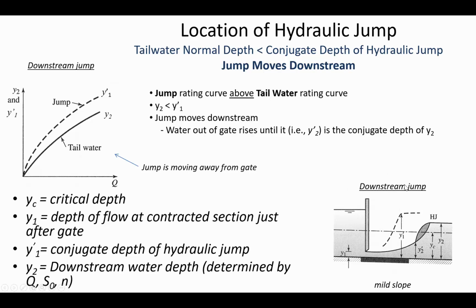A downstream jump. The jump is going to be further from the gate if you have a really efficient channel. So like a smooth channel downstream. Or it could be that it's a wide channel, and so the depth is going to be relatively low. So that combination of characteristics means that if you have shallow depth downstream, an efficient channel, the jump is further away from the gate. The jump is moving away from the gate. So that's when the tailwater normal depth is less than the conjugate depth of the hydraulic jump.